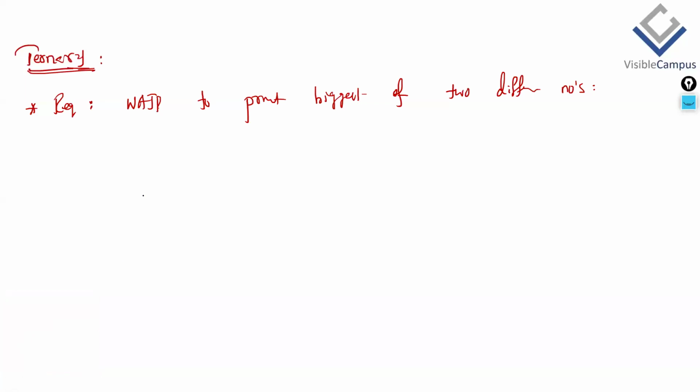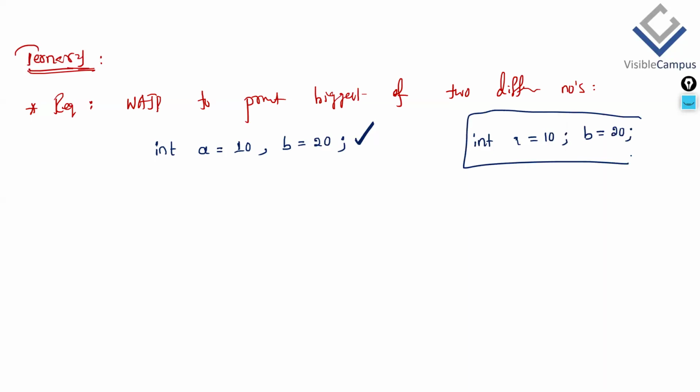If I write a syntax of declaring two variables like this, int a equals 10, comma, b equals 20, semicolon, is it correct in Java? In one line, can we declare two variables? Yes, absolutely, it's possible. If you write int a equals 10, then semicolon, then b equals 20, then this is wrong. That is not possible, but this is possible. So, just a new point.